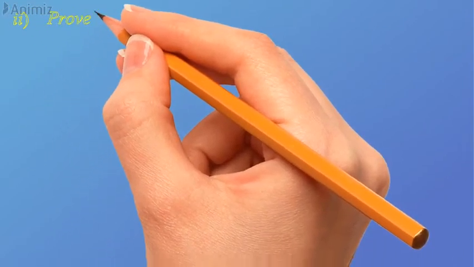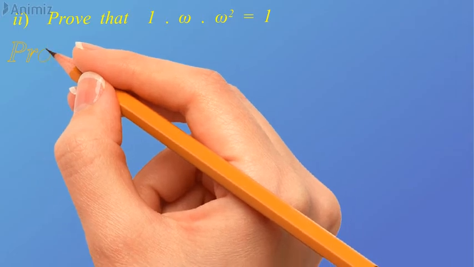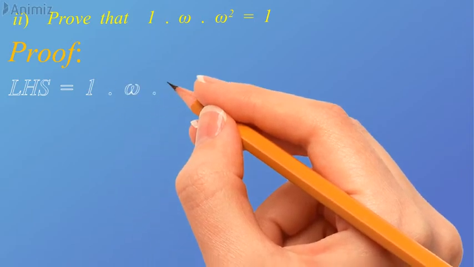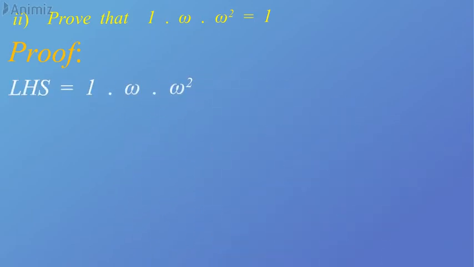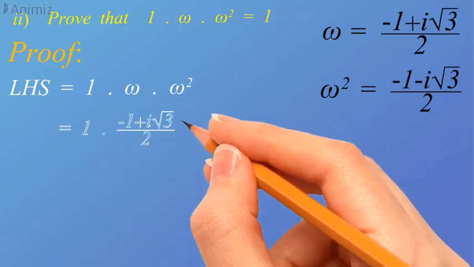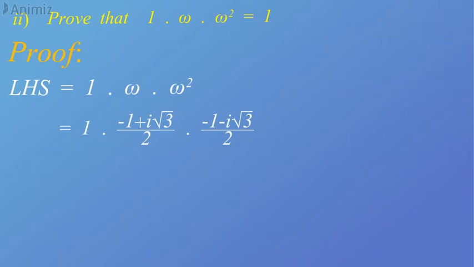Number 2. Prove that the product of cube roots of unity is 1. To prove this property, let us take the left hand side from the property, which is 1 dot omega dot omega square. We know the values of omega and omega square. Therefore, putting these values in place of omega and omega square. In the next step, 1 will come as it is.